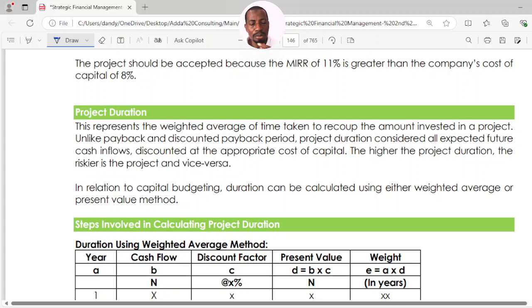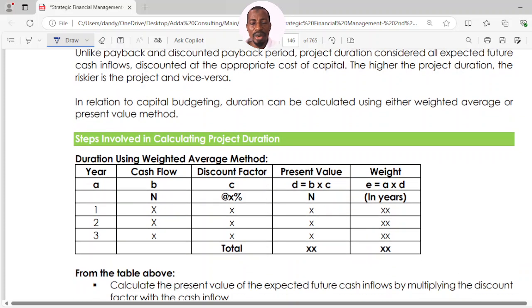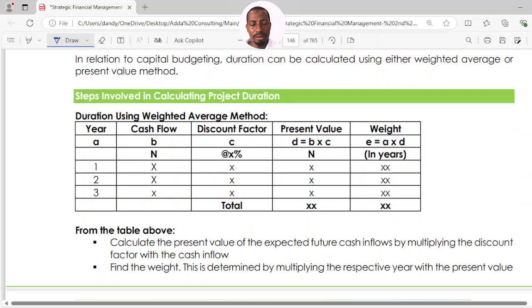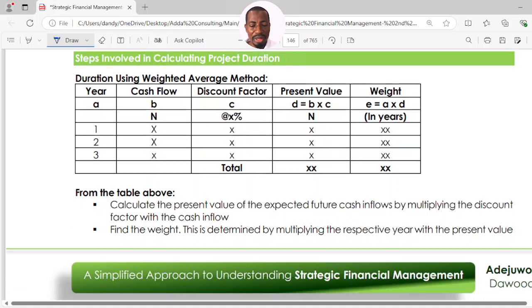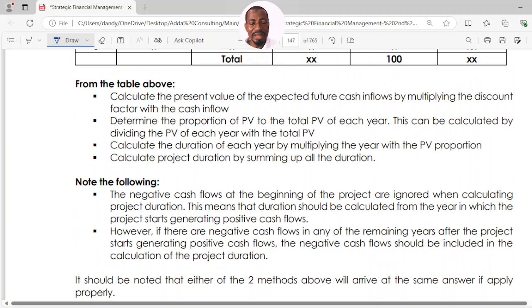So how do you calculate project duration? Like I said, project duration can be computed using either the present value method or the weighted average method. Whichever one you use, you are going to get the same answer, except maybe with a few insignificant rounding errors. Before we talk about computing project duration using the weighted average, note that when you are calculating project duration, if in the first year you are given a negative cash flow, that negative cash flow should be ignored.